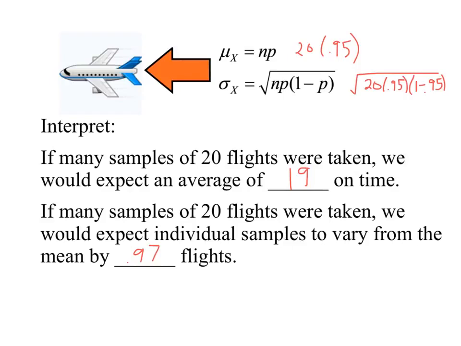So these two formulas are definitely things to know. And these interpretations, right? That if you took many samples of 20, you'd get about 19 on time. If you took many samples of 20, you wouldn't be surprised if those samples varied by, in this case, about one flight in either direction. Let's look at the proof.